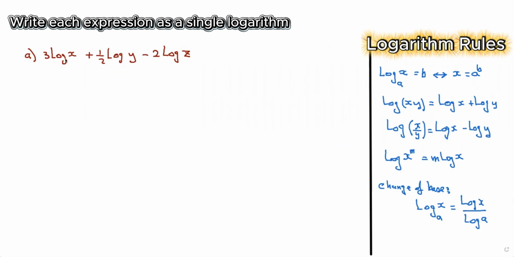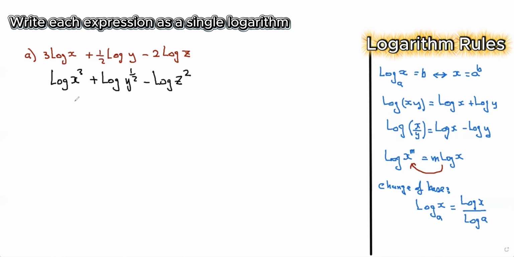To be able to do this, the first thing we need to do is move the exponent on top using this log rule right here. So we want to go from here to there. And therefore, this becomes log x to the power of 3 plus log y to the power of 1/2 minus log z to the power of 2.